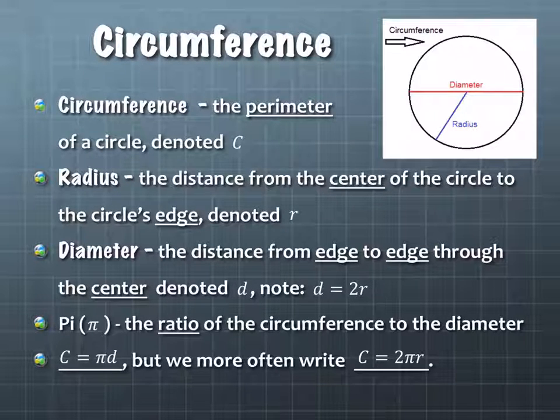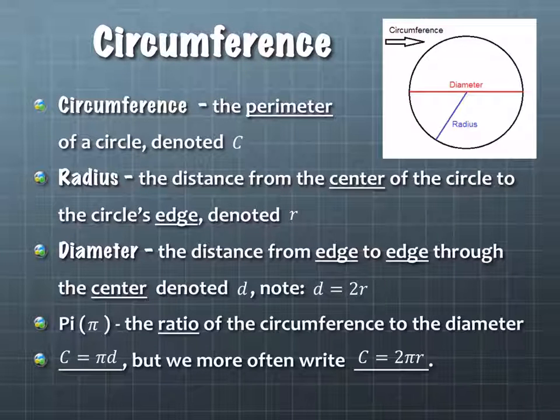So a few features about a circle in relation to its circumference. Radius is the distance from the center of the circle to the circle's edge, and that's in blue in my picture. It's labeled on your paper as well. It's denoted R, letter R. The diameter is the distance from edge to edge, but it has to go through the center. We denote it D. And notice, really what it is, it's the radius twice. So the diameter equals 2R. D equals 2R.